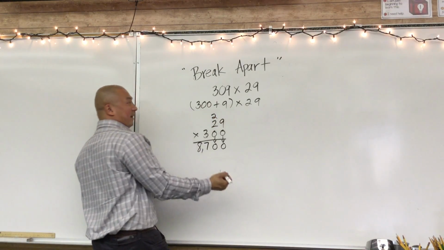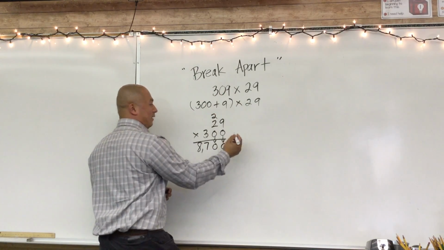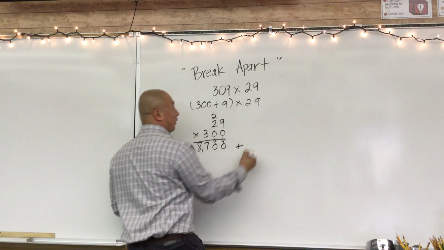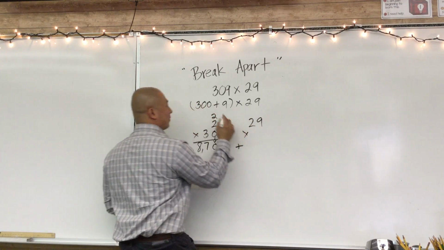Next, I don't want to neglect the 9 here because we are multiplying 29 by 309. So I'm going to add this partial product to whatever partial product I get here. So I'm going to write 29 again. And this time I'm going to multiply it by 9.